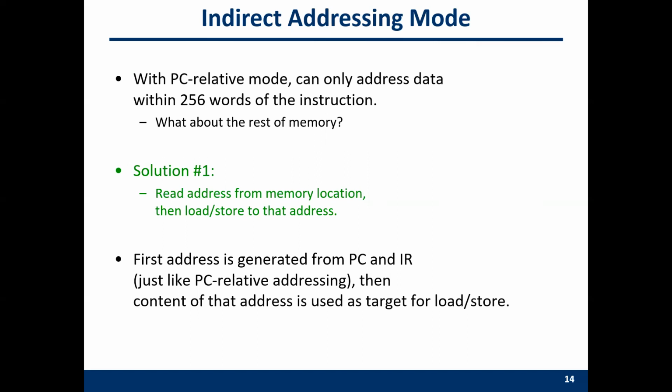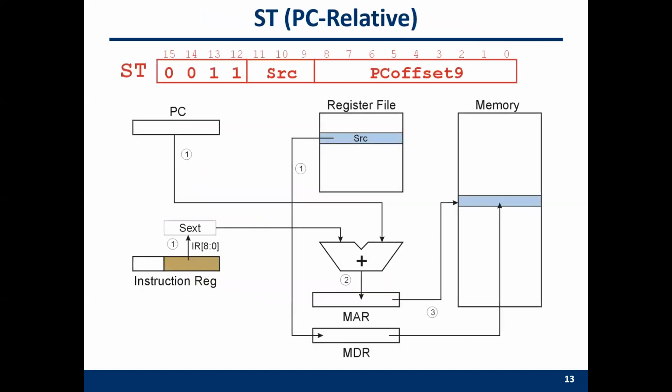The question is, with this offset, we can only access the memory location near this base location. How about the other part of the memory? How can we access those parts of the memory space?